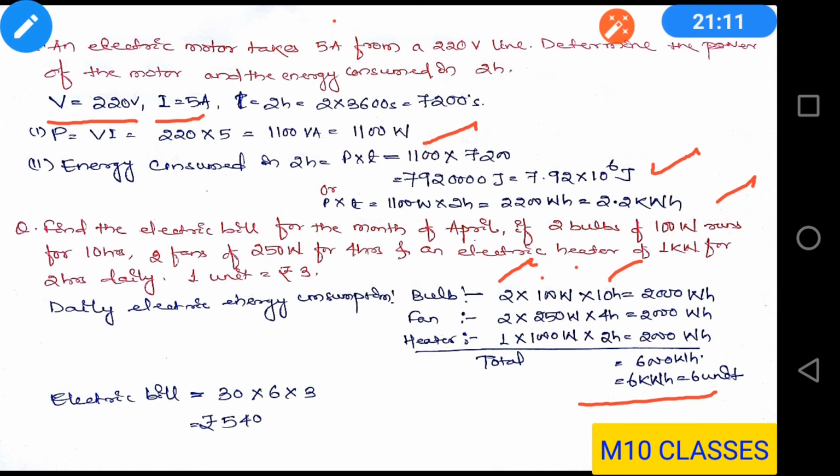Now what would be the electric bill? In the month of April there are 30 days. Each day you are consuming 6 units, and the price per unit is 3 rupees. Now if I multiply, you will get 540 rupees. So this will be your electric bill for the month of April.